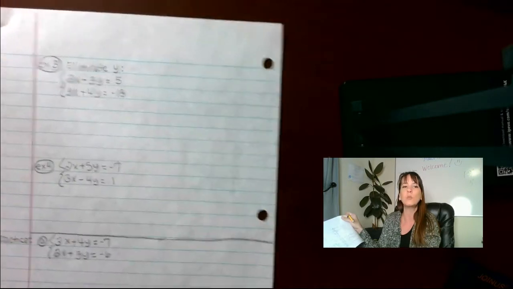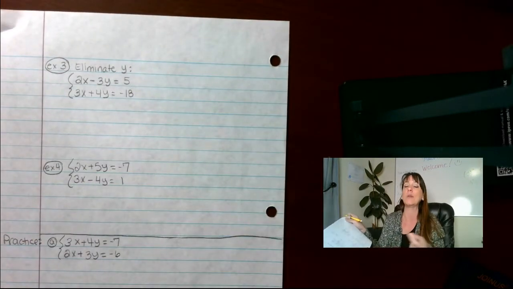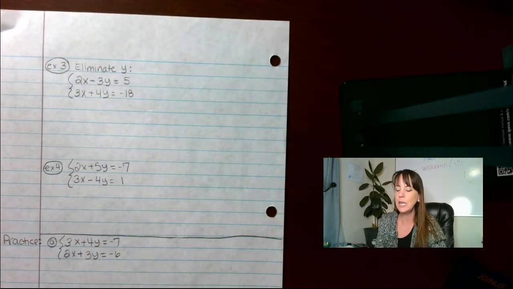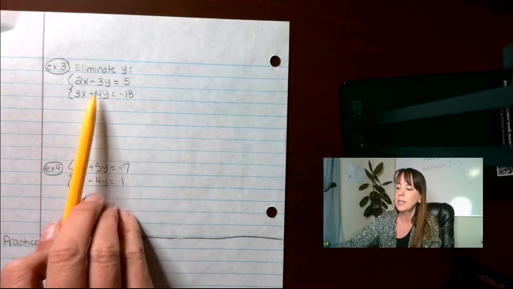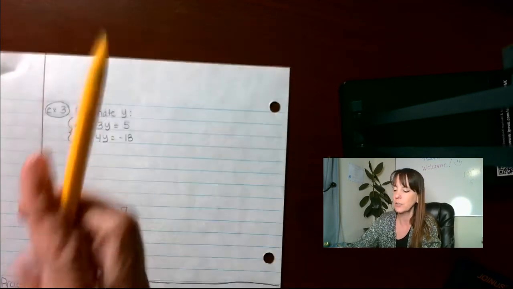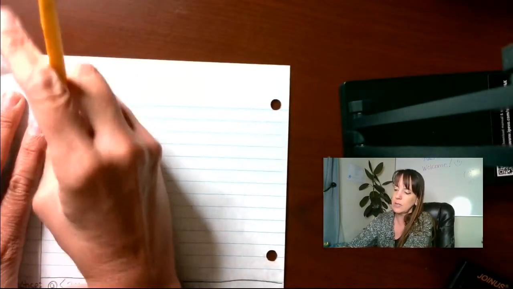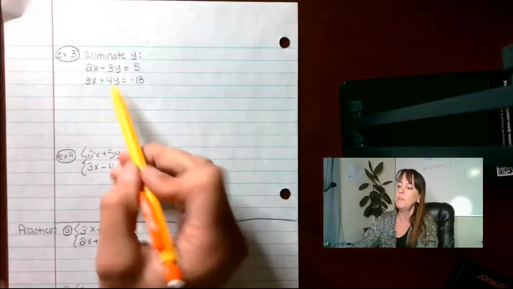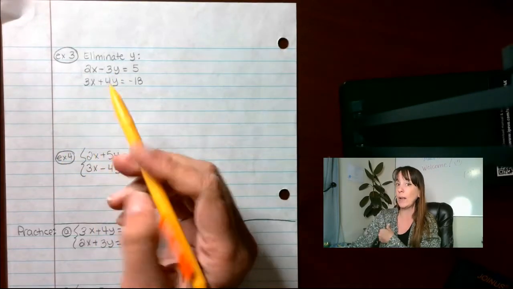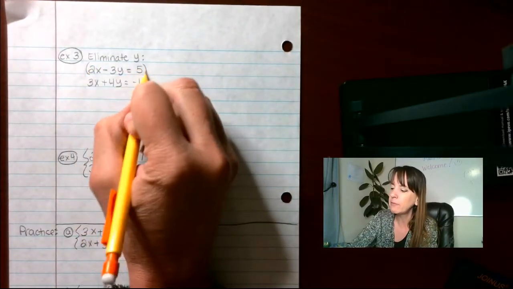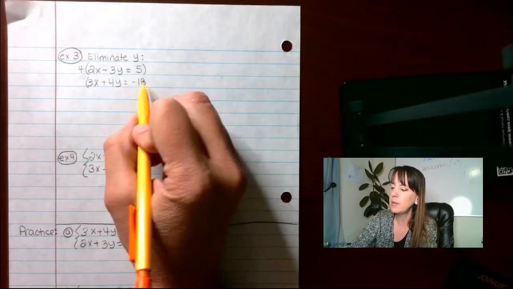Oh, right. So now we're going to do the same problem, but this time we're going to eliminate y. So let's go ahead and do that. In this case, the signs are already different, so that's good. I'm going to erase this so I can multiply. But we're going to need to multiply both the top and the bottom. Again, least common multiple is going to be 12 here. So I multiply this by 4, and then I multiply this guy by 3.